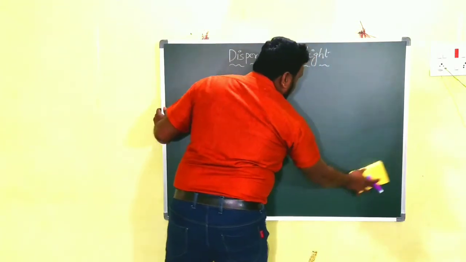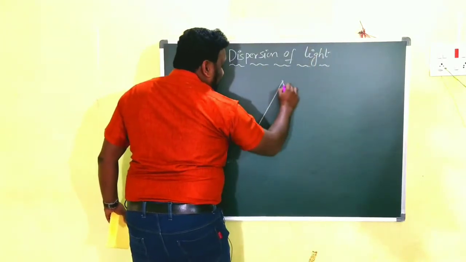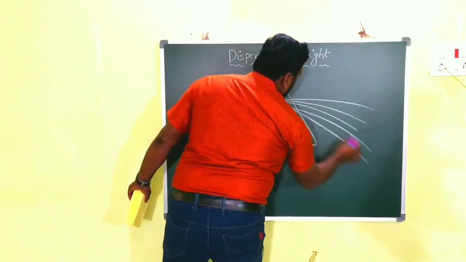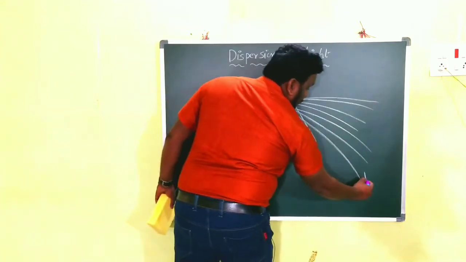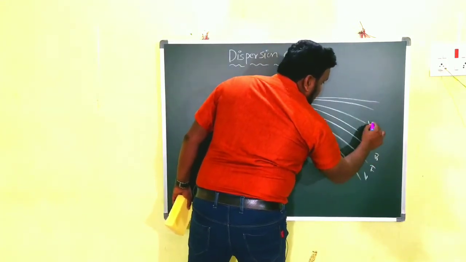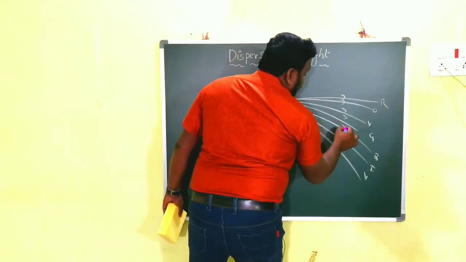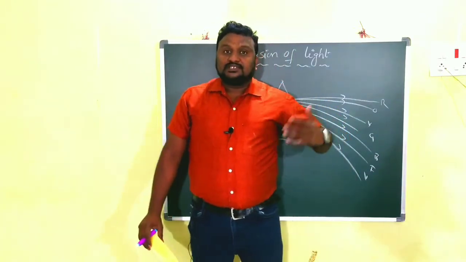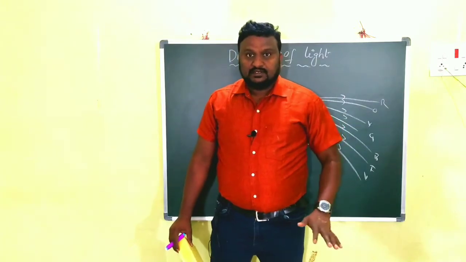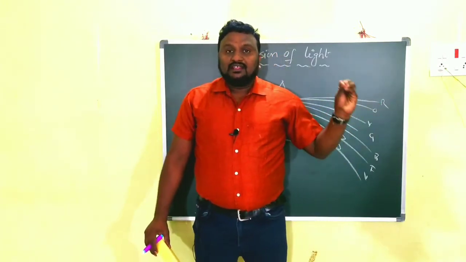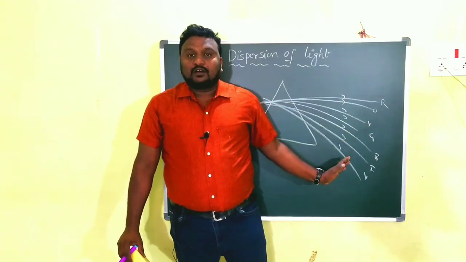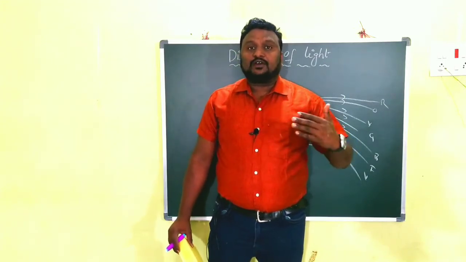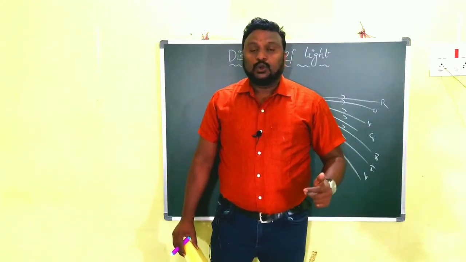Just look here again at the previous diagram. As I already told you, 7 colors are there: V, I, B, G, Y, O, R. First you have to understand that the reason behind the dispersion of light is the wave theory concept. Why is there a difference in the wavelength of the colors, and is the velocity of light the same for every color or not? You have to know about that.